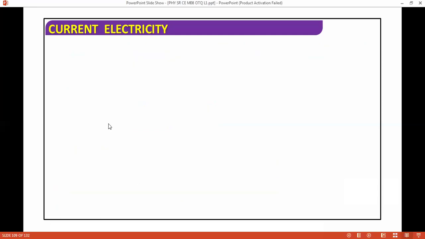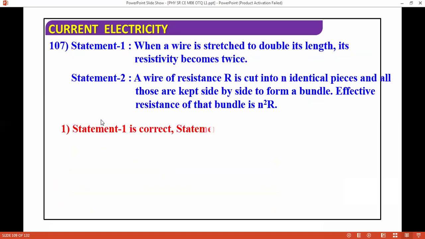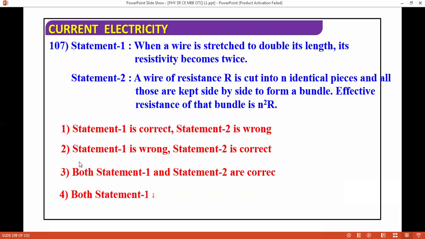The question is: when a wire is stretched to double its length, its resistivity, I don't know. The question is talking about resistivity. Another question: wires of resistance are connected with identical cells, all kept side by side to form a bundle, effective resistance. It's a good question. Go through these questions, attempt them, think on them. Next, we'll move to the next question.